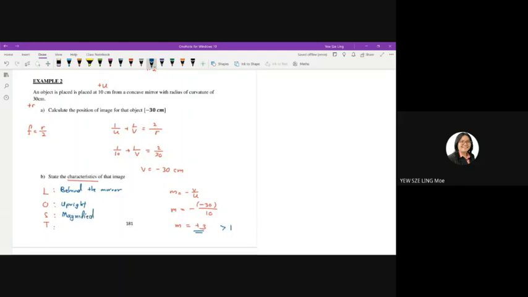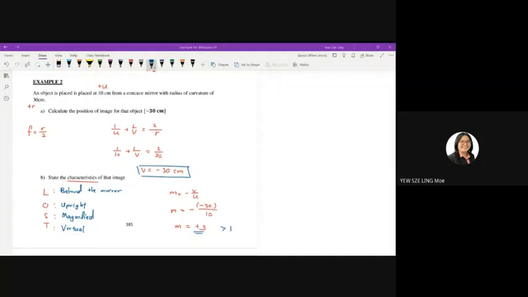Okay, it's magnified. And then the type of the image: you look at V. V is a negative value, therefore you have a virtual image. So that is how you state the characteristic without a ray diagram, by looking at the M and also the V. M and V will give you all of the characteristics. Okay, kalau kamu tak ada ray diagram, inilah cara yang kamu guna untuk tentukan dia punya characteristic.